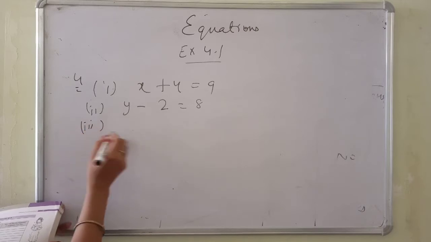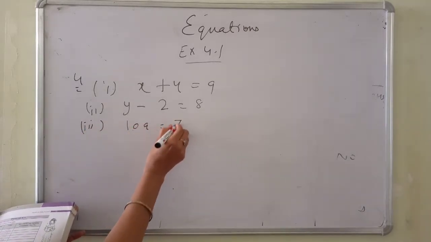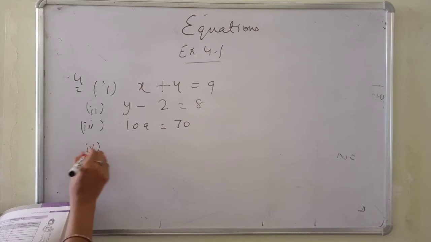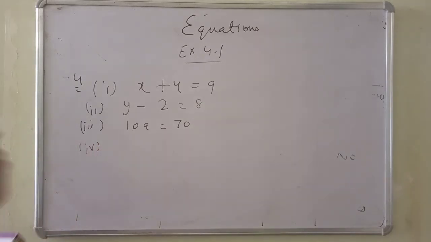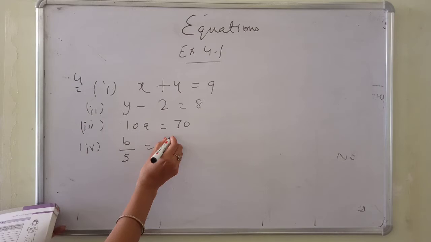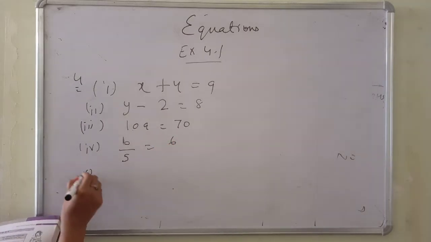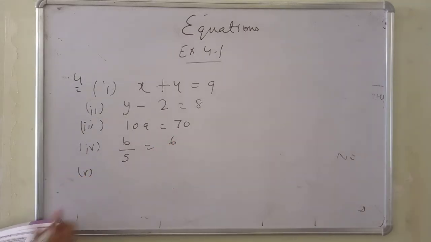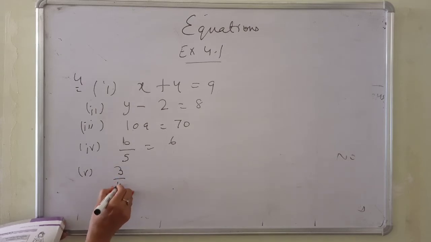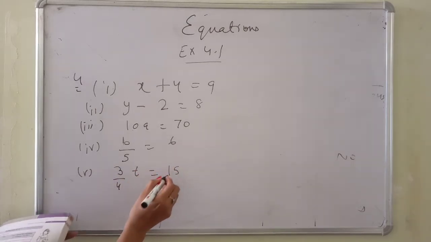Then third, 10 times a, यानी कि 10a is equal to 70. Then fourth, the number b divided by 5. b divided by 5 gives 6. Gives means equal to. Then fifth, 3/4 of t. 3/4 of means multiplication, is 15.